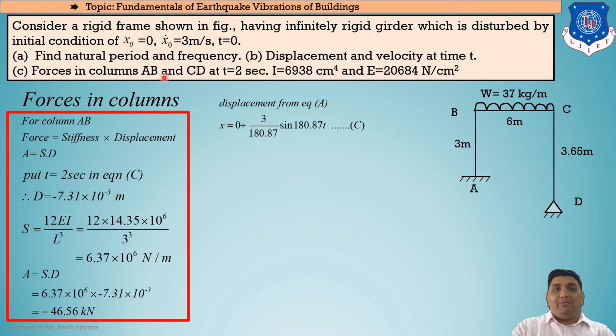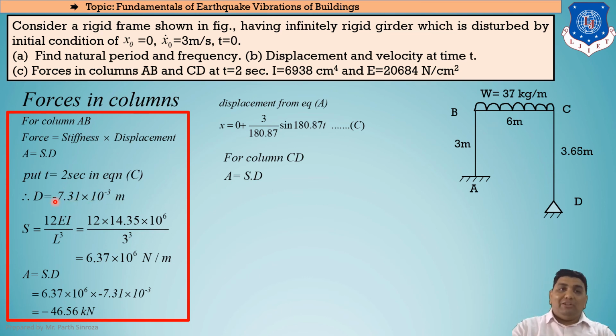Now we will be finding the force in column CD. To find the force in column CD, again we will be using the same equation, that is force will be equal to stiffness into displacement. Now as both columns will be displacing by the same amount, the displacement value is not to be found again.